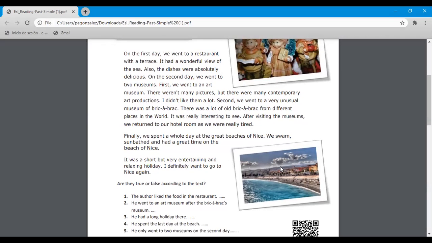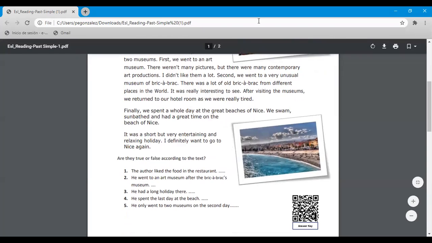What about number three? He had a long holiday there. False, excellent. Number four, he spent the last day at the beach. Is that true or false? It's true, right? He spent the day on the water. And the last one, he only went to 2 museums on the second day. Is that true or false? True, it's true, right?